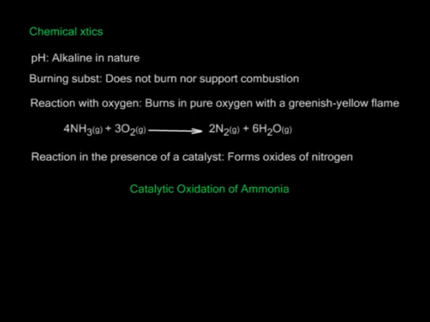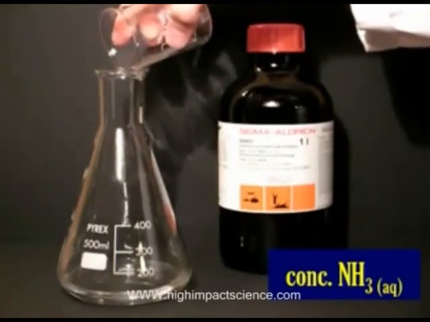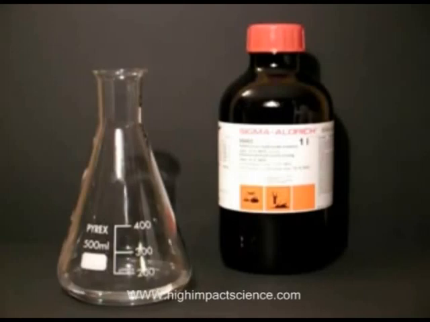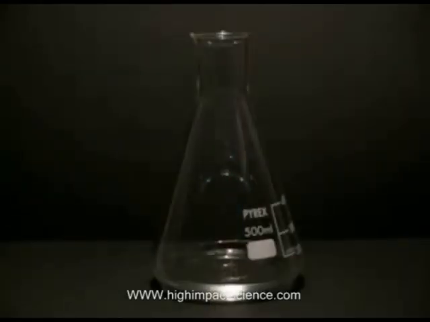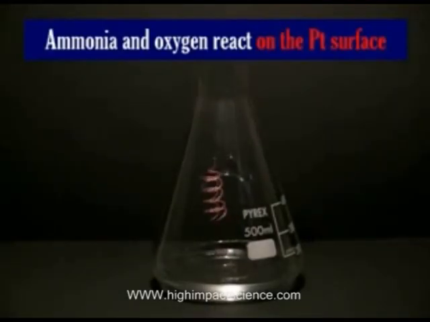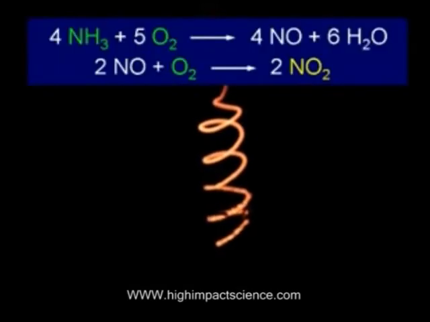Catalytic oxidation of ammonia. In the presence of a catalyst, ammonia burns in oxygen, forming oxides of nitrogen. This can be demonstrated here. We use concentrated ammonia as the source of ammonia gas. A platinum wire is then heated and suspended in the flask containing ammonia. Ammonia and oxygen react on the platinum surface. Platinum catalyzes the oxidation of ammonia to nitrogen 2 oxide, which further reacts with oxygen to give nitrogen 4 oxide.